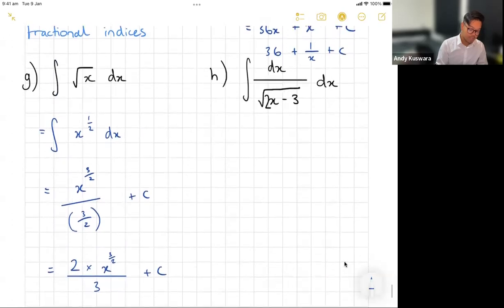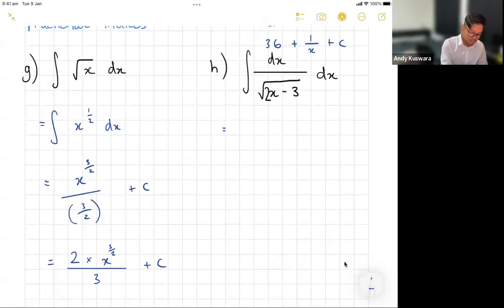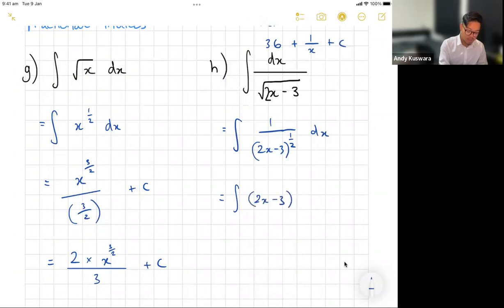Now again, if we've got this one, remember this is the exact same thing as saying 1 over 2x minus 3 to the power of half. Same thing, just a different way of writing it. Now, when we want to integrate this, let's change it one more time. It's the integration of 2x minus 3. And because the power's on the bottom, it's the same thing as saying it's to the power of negative half dx.